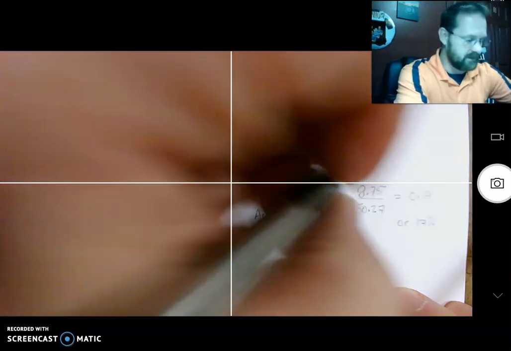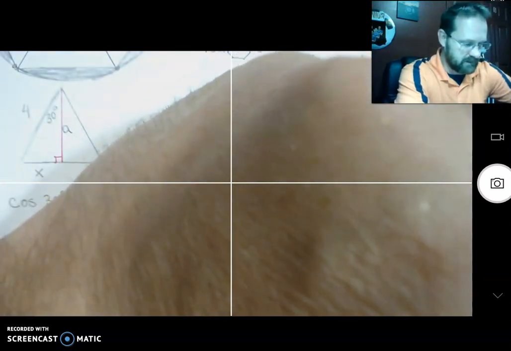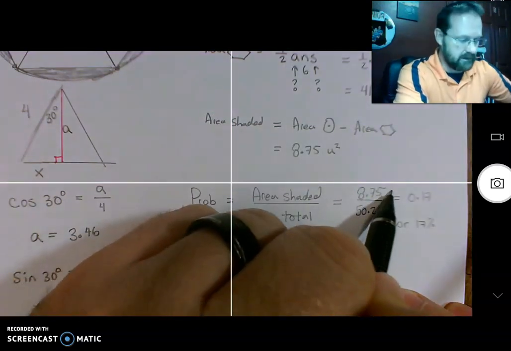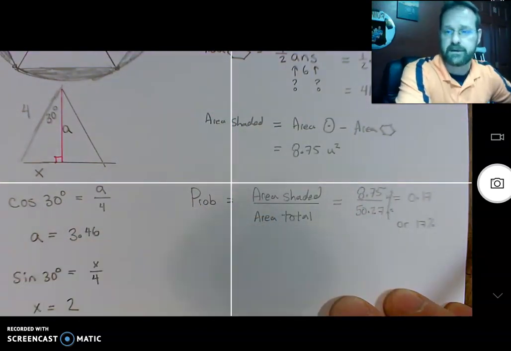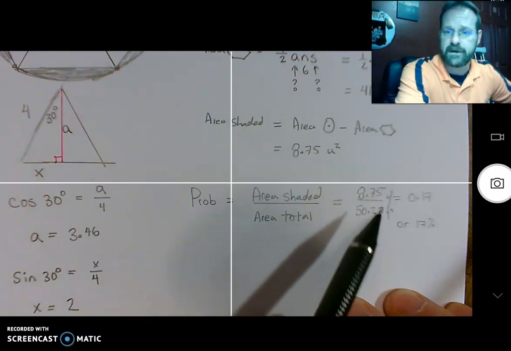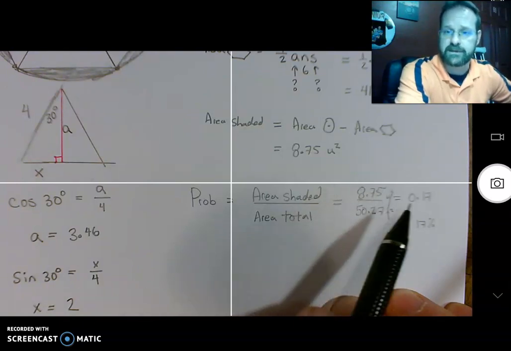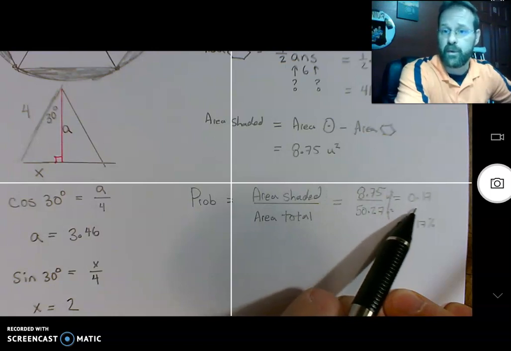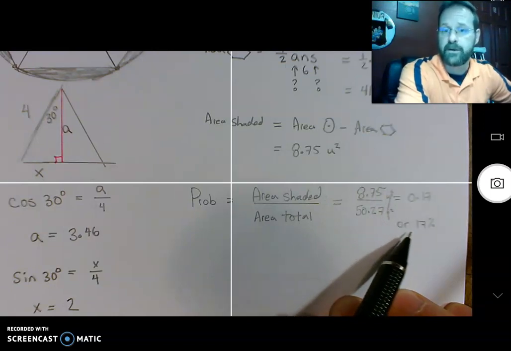8.75. Actually, it's units. Let me put units squared here. And you can see that the units cancel. It is a good idea to have the units there and provide them, especially if it's something like meters squared, but in probability the units will cancel. I end up getting 0.17, and so we know that that can be 17%.